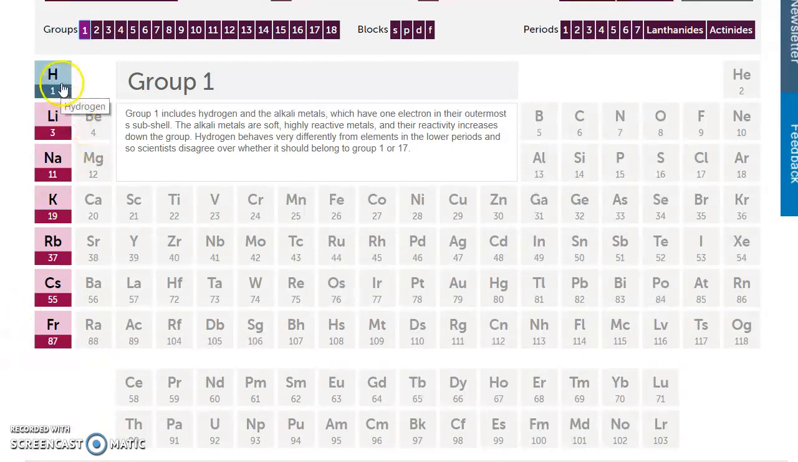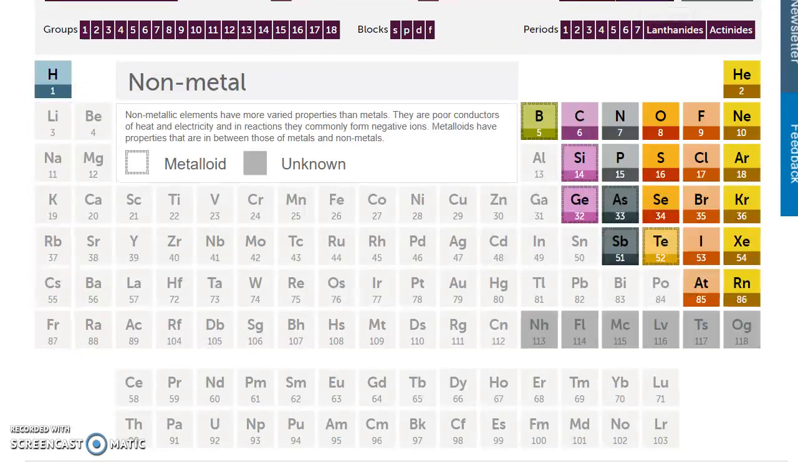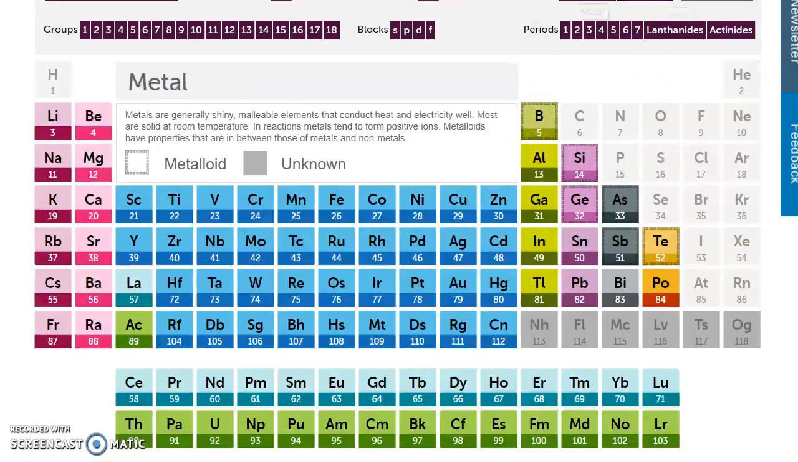You'll see here that hydrogen is highlighted in the group 1s. You need to know that hydrogen can appear at the top of the alkali metals, but it can also appear, as it does on your periodic tables, in the middle here, kind of not really belonging to any group at all. And that's because it is actually a non-metal, so it should in reality belong over here with all the other non-metals, but it does have 1 electron in its outermost shell.